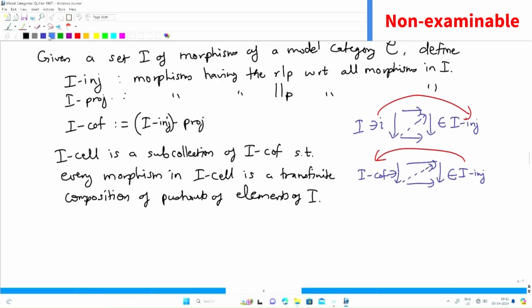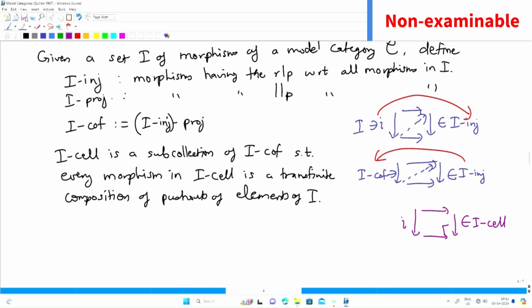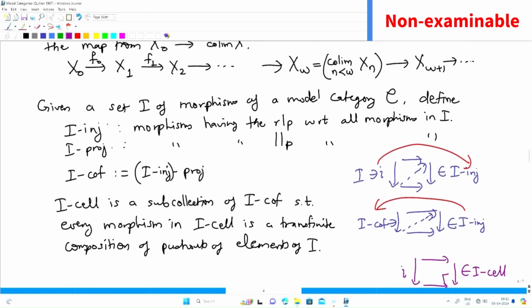So what happens, like, consider this pushout diagram. If you have something in I and now you consider this pushout, this particular morphism is in I-cell. And if you stack such things one after another, then you will get a transfinite composition of morphisms in I-cell. You are stacking it vertically, one below another. So the sequence of morphisms that we wrote above, x0 to x1, x1 to x2, they are all such pushouts of morphisms in I-cell. Right? So this is the idea.